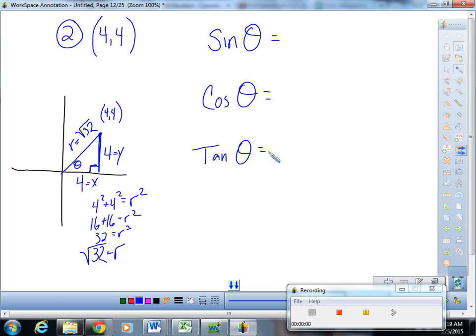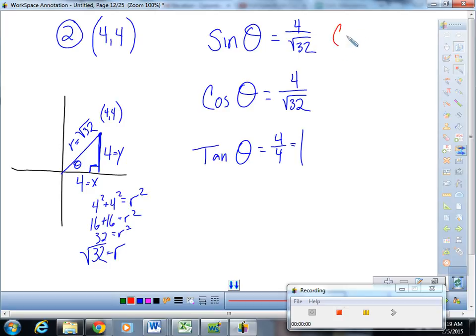So sine of theta is y over r. So that will be 4 over radical 32. Cosine of theta is x over r, which is 4 over radical 32 as well. Tangent of theta is y over x, 4 over 4. Yeah, I put 1.